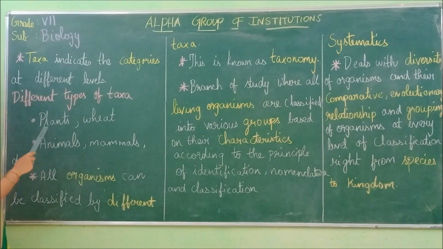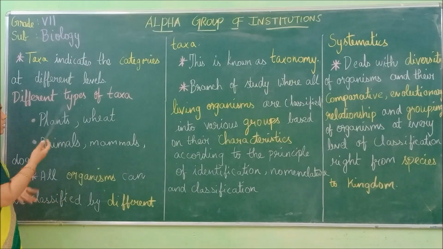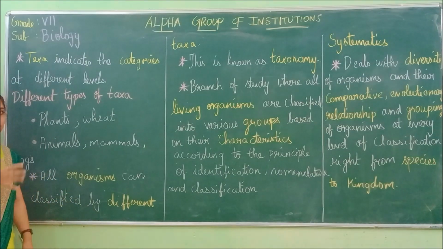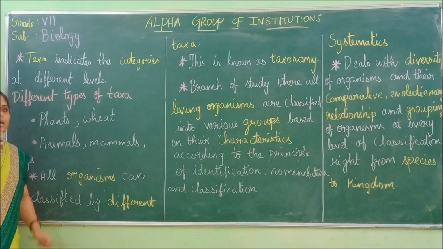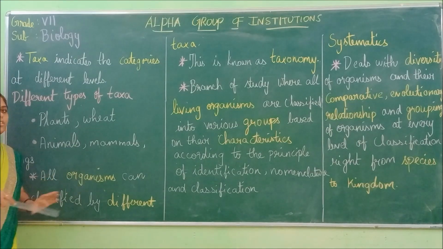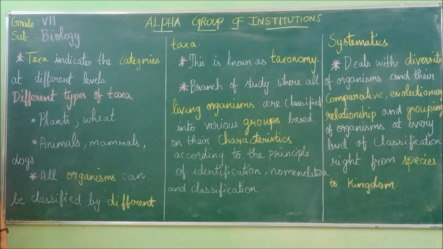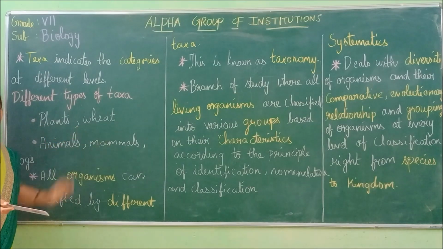I will tell you an example now. Plants are one type of taxa. When you think of plants, you think about all the different types of plants, not animals. Wheat is a variety of plant. Now you will think only about wheat and not rice or barley or anything else. Wheat is one taxa, but any grouping name is what is called taxa. So plants, wheat, rice, these are types of taxa.